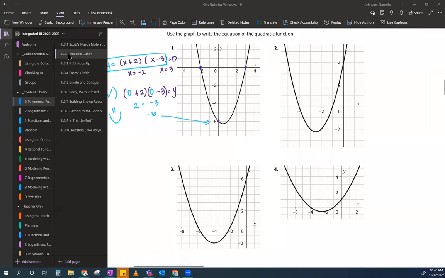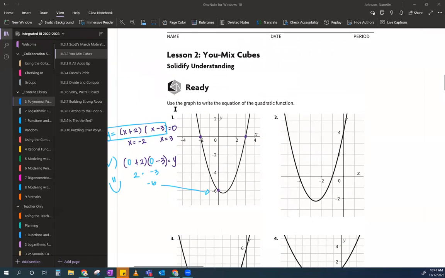Okay, so we're going to be doing 3.2 and then a couple of these ready problems. Number 3, number 4, and number 5 are all kind of lumped together, so we're going to do those. It says use the graph to write the equation of the quadratic function.